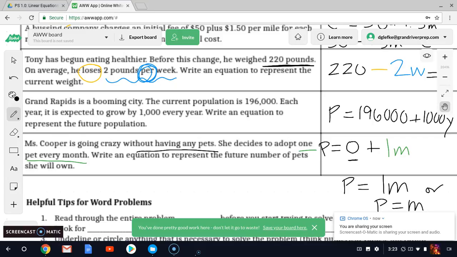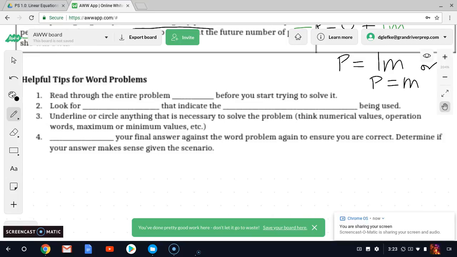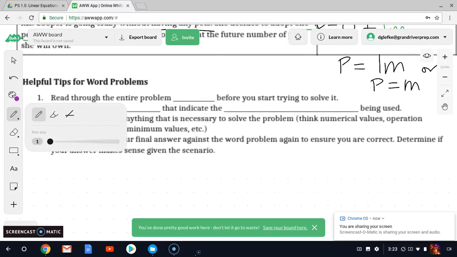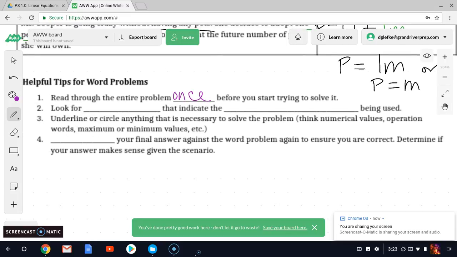Okay, so there are a couple tips that are helpful with word problems. So we're going to fill this in. We want to read the entire problem once before we start trying to solve it. And we want to look for words that indicate mathematical operations being used. Okay, so mathematical operations, I'm going to put math operations. And those are addition, subtraction, multiplying, or dividing.